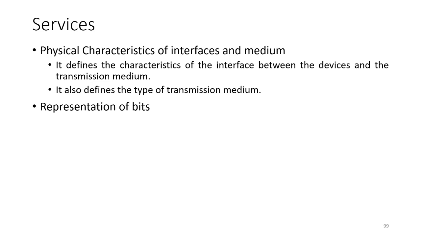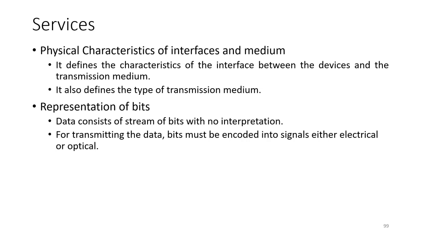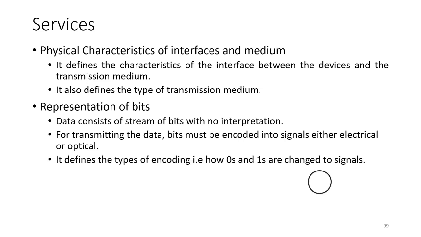The next one is the representation of bits. Here data at physical layer consists of stream of bits with no interpretation, and for transmitting the data, bits must be encoded into signals, either electrical or the optical. It also defines the types of encoding, that is how zeros and ones are changed to signals.